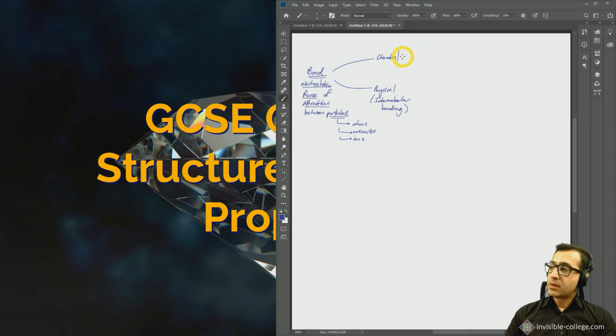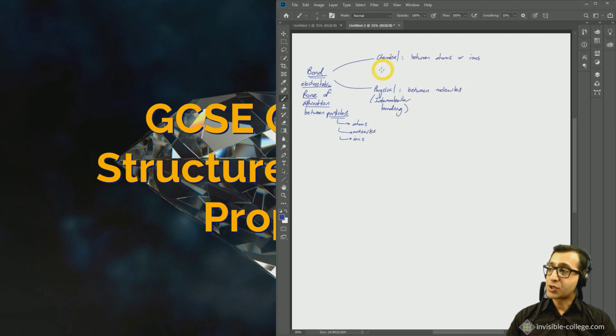So, the definition that we can work with at GCSE chemistry level for chemical bonding is bonding between atoms or ions. And physical bonding, or intermolecular bonding as the term might suggest, inter meaning between, molecular to do with molecules, is always between molecules.